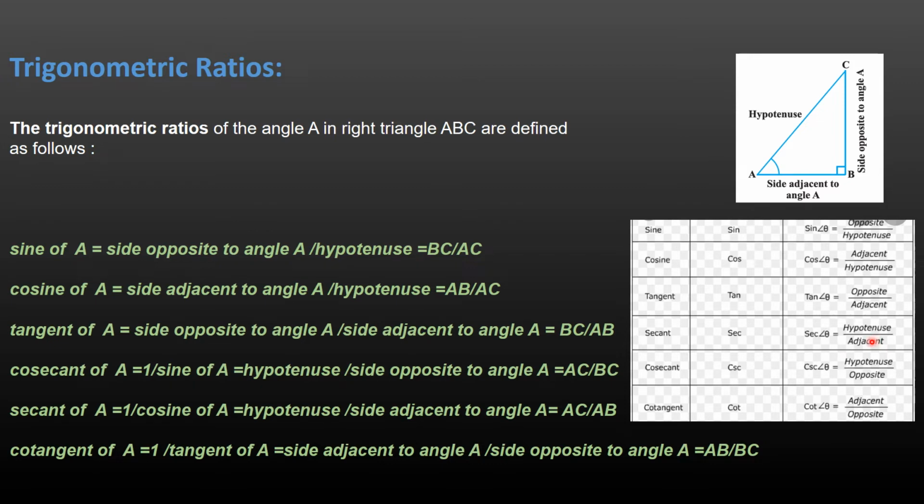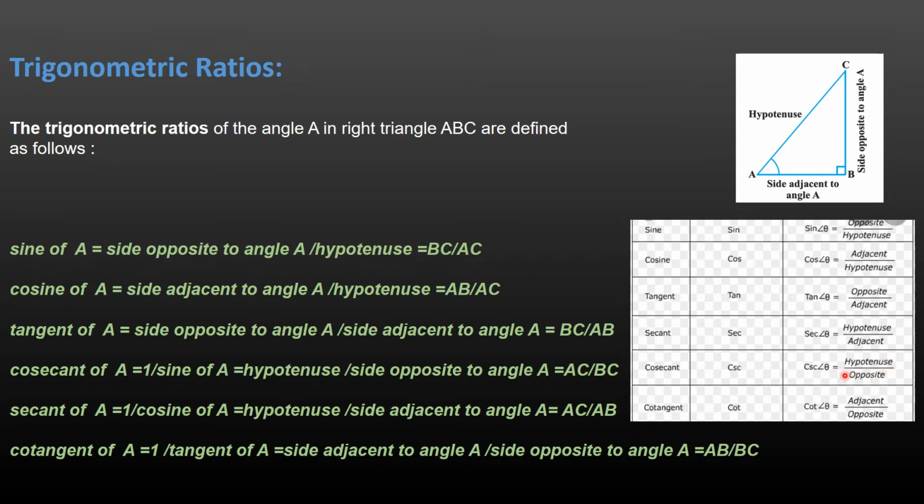secant theta. Similarly, cosecant of theta will be the reciprocal of sine of theta. So what is your sine of theta? Your sine of theta is opposite by hypotenuse. So the reciprocal of this will become hypotenuse upon opposite. So your cosecant theta is hypotenuse upon opposite.